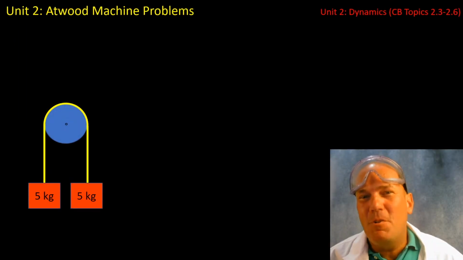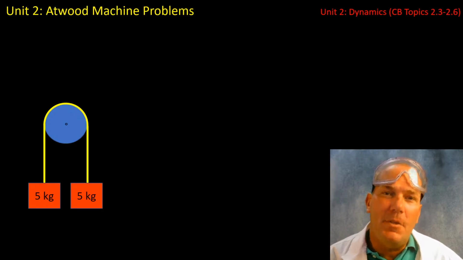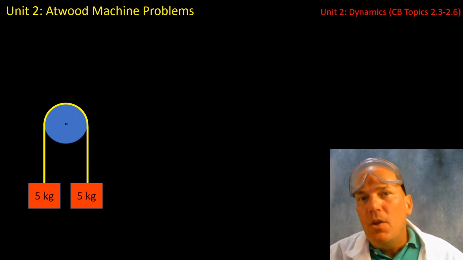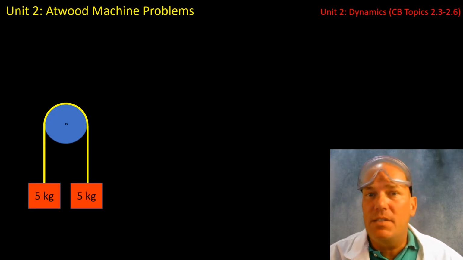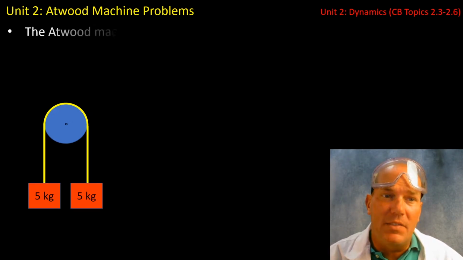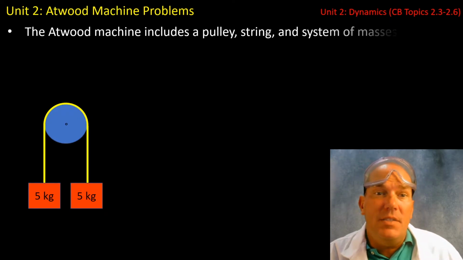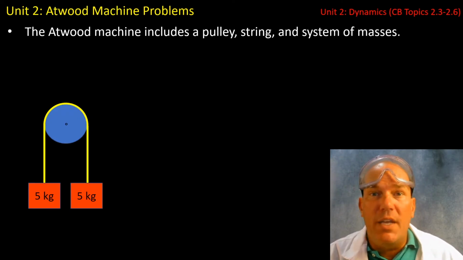Let's do some Atwood machine problems. Now, an Atwood machine is named after George Atwood, who was an English mathematician who wanted to study constant acceleration and mechanics. The Atwood machine is essentially a pulley, string, and a system of masses.